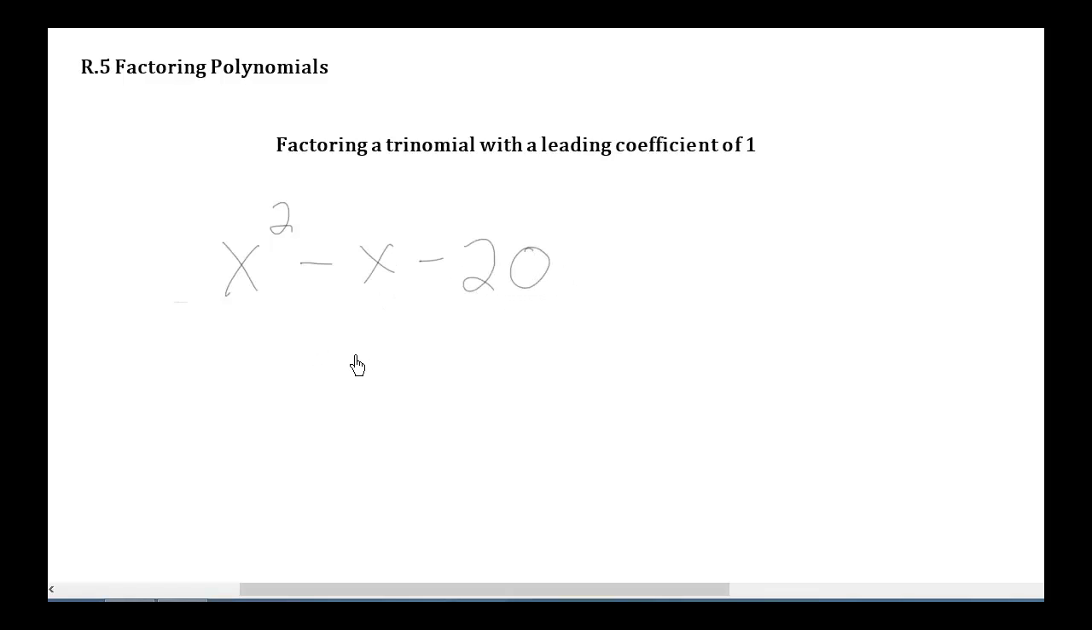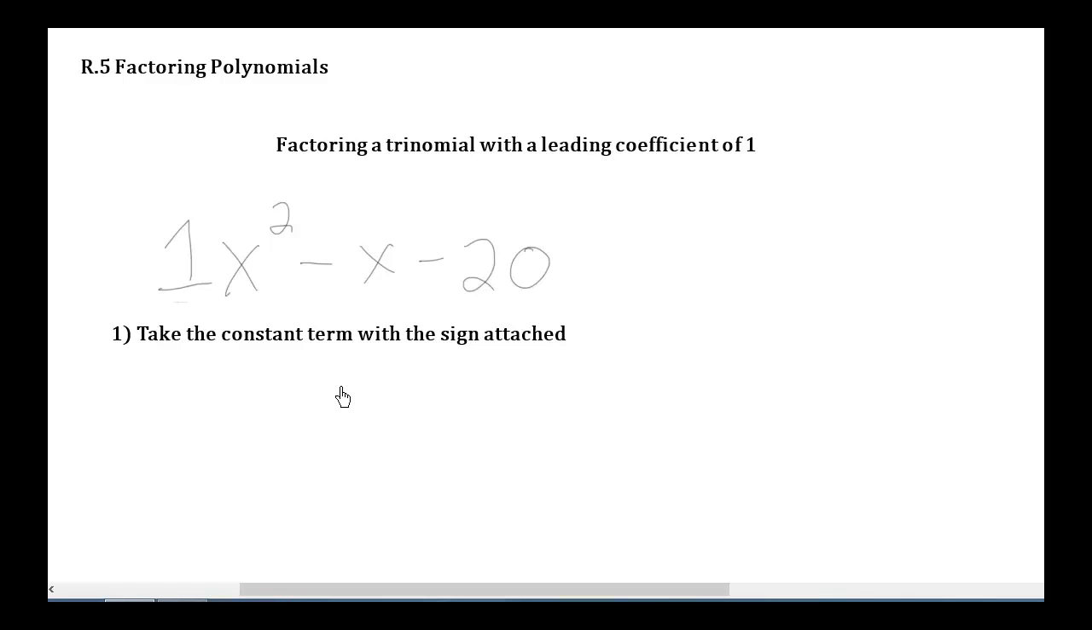This is an appropriate problem because I have three terms. Here's my trinomial. It's in descending order, and it has a leading coefficient of 1. Remember, you can always throw a 1 out front. So I have 1x squared. Okay. To factor trinomials with a leading coefficient of 1, here's what you do.